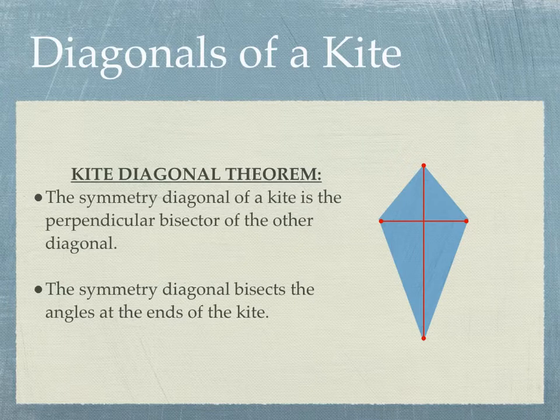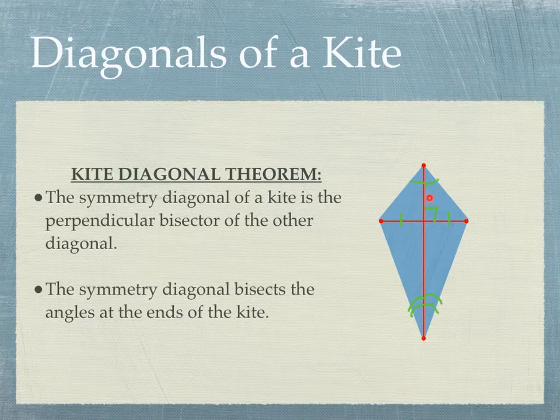You should know that the symmetry diagonal bisects the angles at the ends of the kite. So just a minute ago we said this was a right angle, and these two are congruent. And then we also know that these little angles up here are congruent to each other, and these little angles down here are congruent to each other.